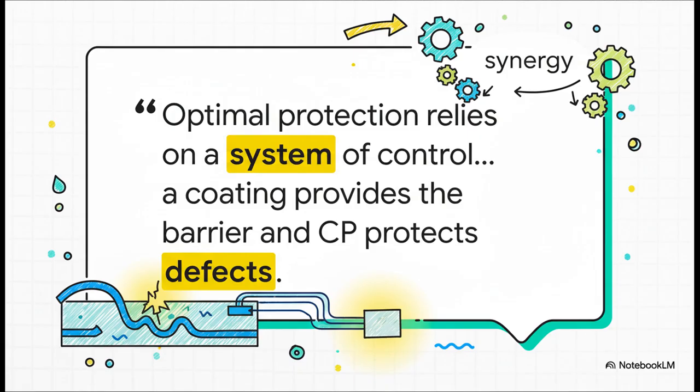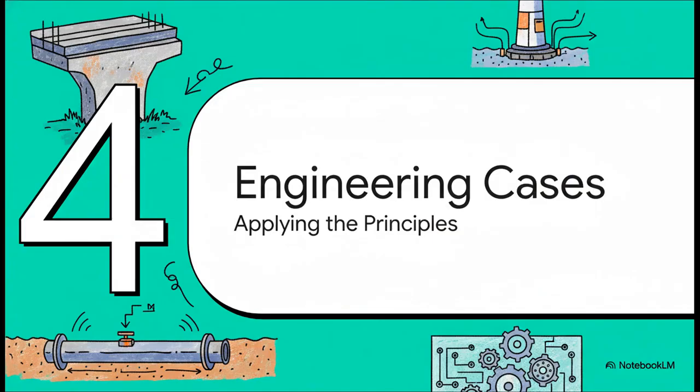The gold standard is to start with a really high-quality coating as your main line of defense, and then you add a cathodic protection system as a backup, a fail-safe that stands guard over any tiny scratches or holes in that coating. Okay, let's take all this theory and see how it plays out in the real world. How do engineers use these principles to protect absolutely critical, multi-billion-dollar infrastructure?